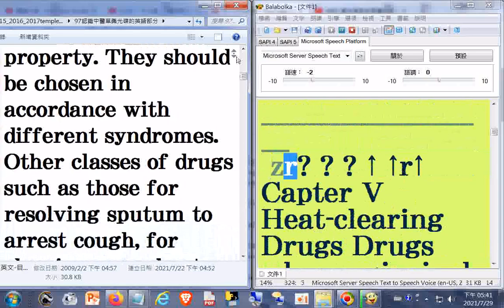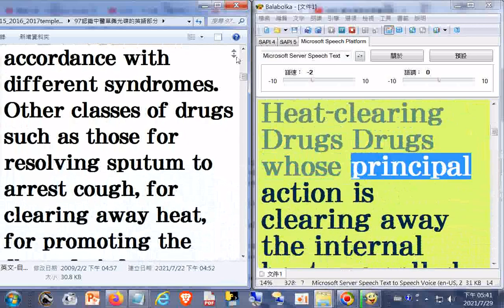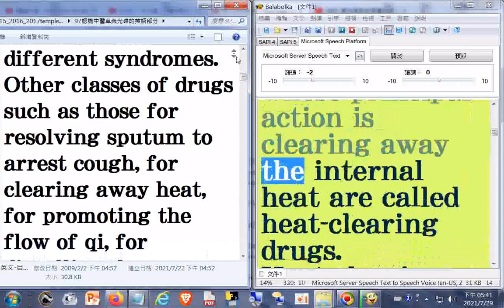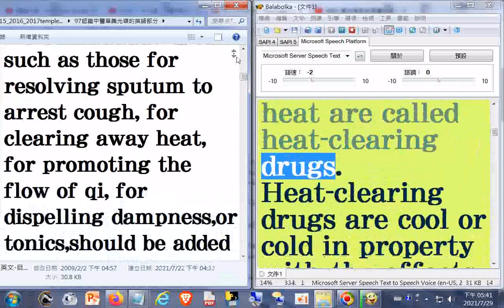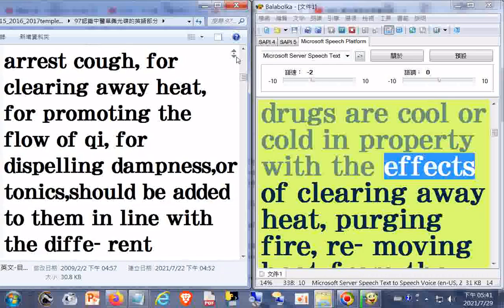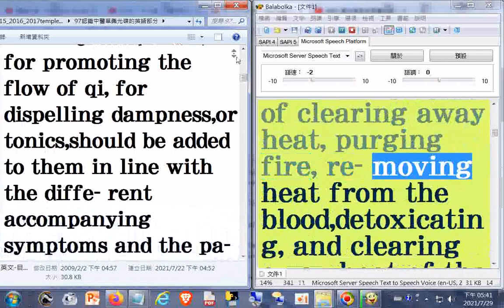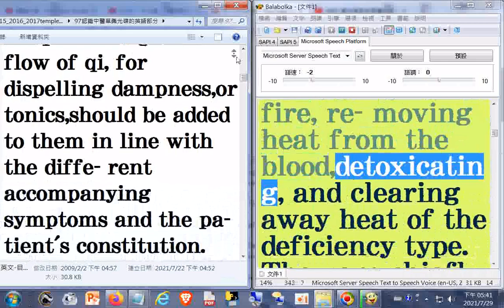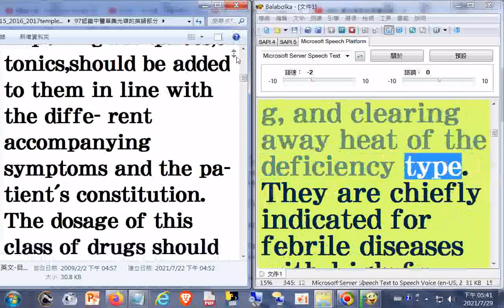Chapter 5. Heat-clearing drugs. Drugs whose principal action is clearing away the internal heat are called heat-clearing drugs. Heat-clearing drugs are cool or cold in property with the effects of clearing away heat, purging fire, removing heat from the blood, detoxicating, and clearing away heat of the deficiency type.